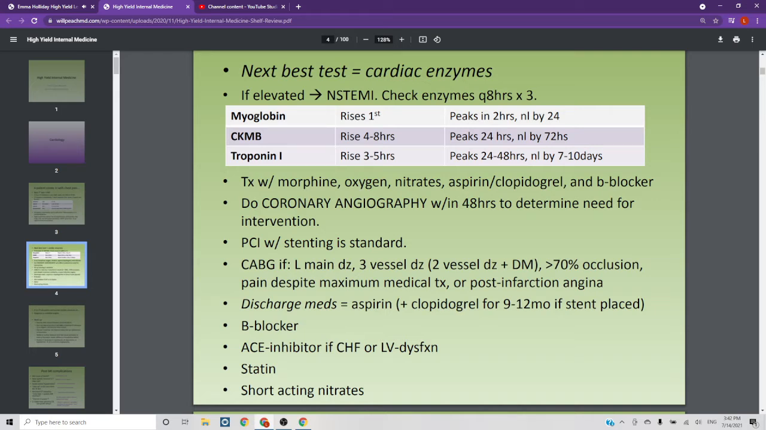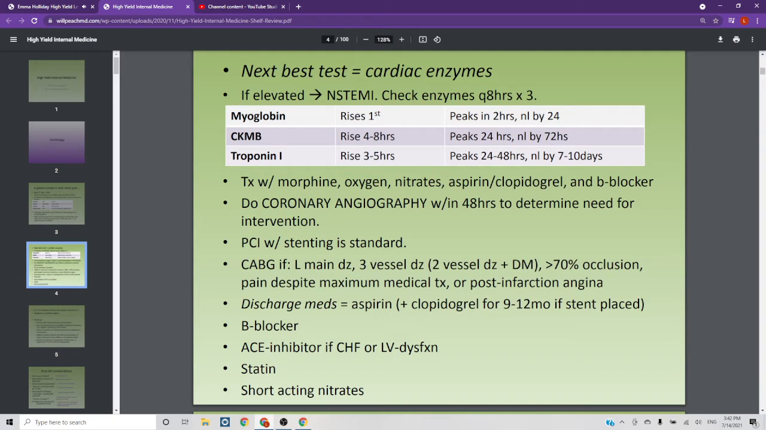So if you've got left main disease or 3-vessel disease, unless you're a diabetic, and then the threshold is lower. 2-vessel disease in a diabetic, or 3-vessel disease or left main. Yes. So, or if there's greater than 70% occlusion, or if they're just really sick. So you've given them maximum medical treatment, but they're still really symptomatic, still having pain, or after an infarction a few days later, they've got terrible angina where you're suspicious of a reinfarction. Those are all reasons for CABG instead of stenting.